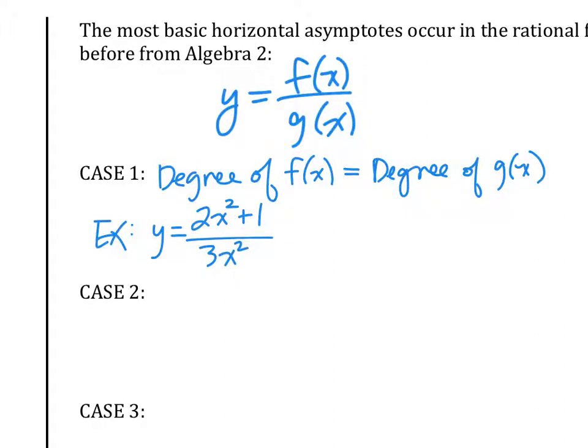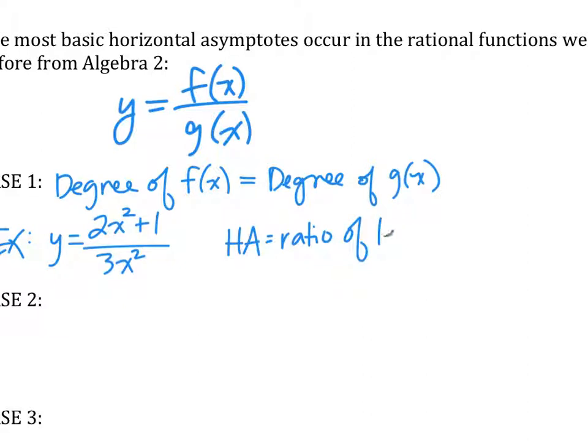What's the degree of the function on the top? 2. What's the degree of the function on the bottom? 2. So when the degrees are the same, do you remember what the horizontal asymptote is? 2 over 3. Yes, the horizontal asymptote is going to be the ratio of the leading coefficients. If you still don't know what leading coefficient is, please review your notes from the previous 2 years. So that is y equals 2/3 when the degrees are the same.